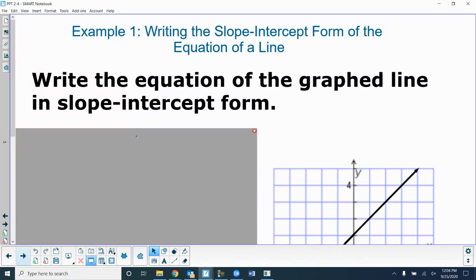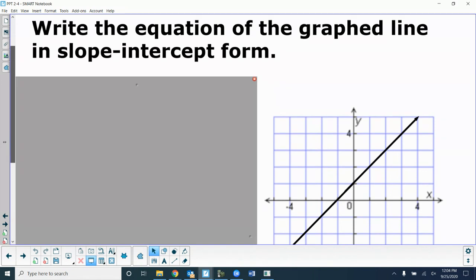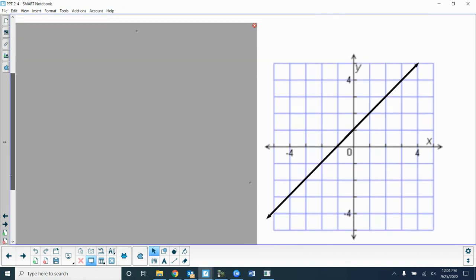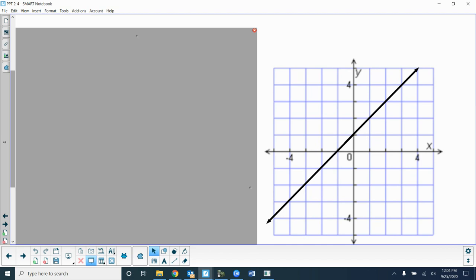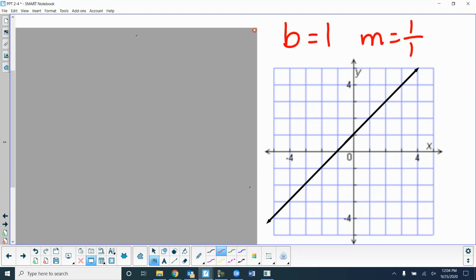Okay, so it says write the equation of the graphed line in slope-intercept form. Joseph, go ahead. Help me out here. There's the picture. Right, so what is that, the m or the b? Very good. And then I go 1, 1. Okay, so what's the equation? y equals 1x plus 1.